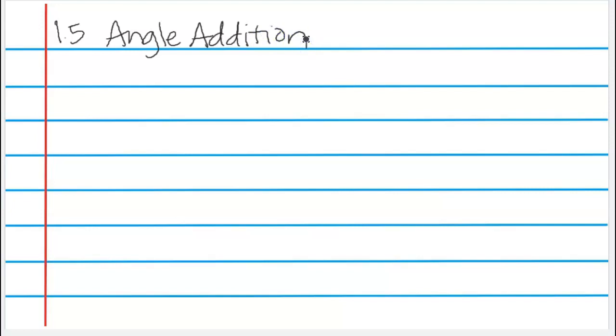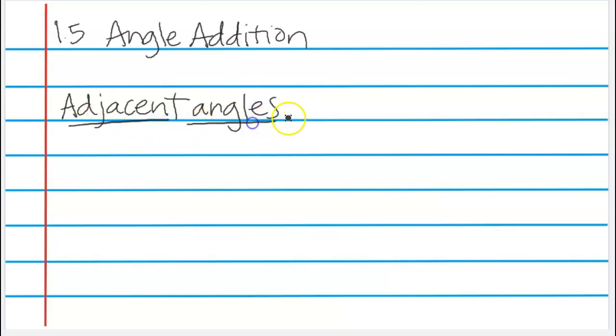So first thing to define for this lesson is adjacent. So adjacent angles are angles that share a common side.